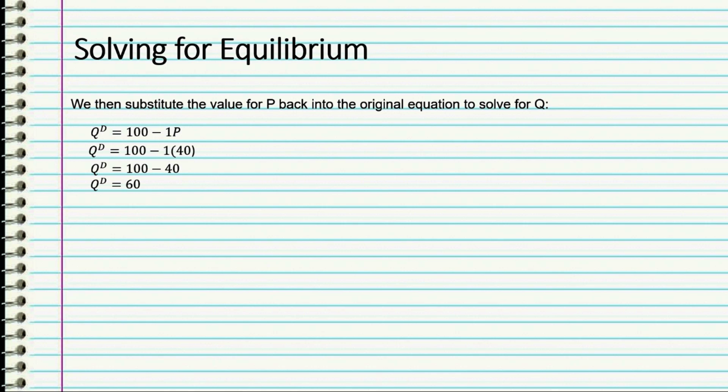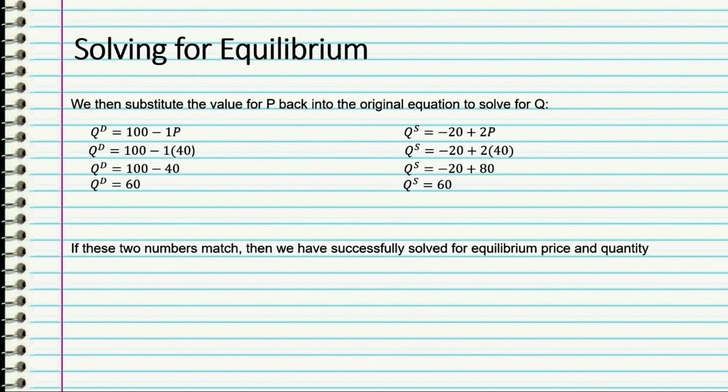It's a good idea to substitute the value of P back into both the demand and supply functions to ensure that we get the same quantity so we know we have equilibrium. So let's now substitute back into the supply function. If these two numbers match, then we've successfully solved for equilibrium price and quantity.